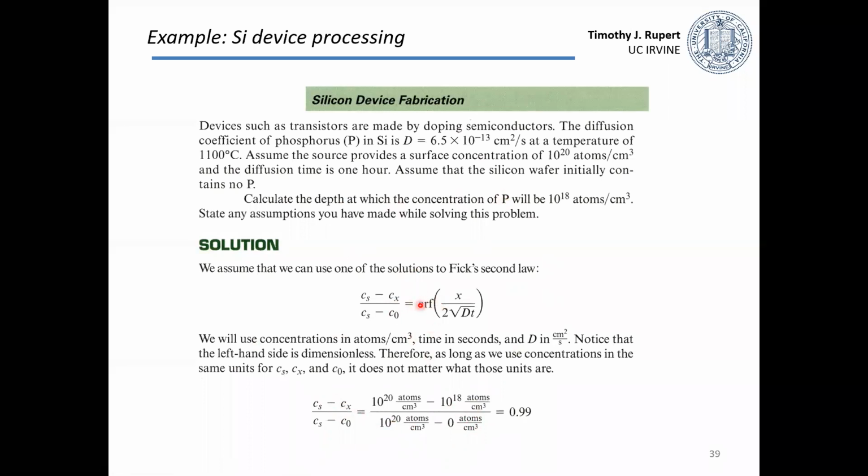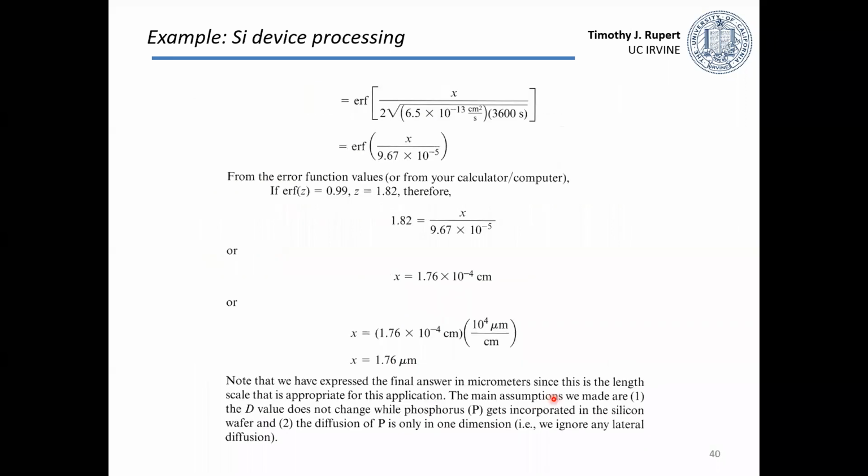In this example, they did something weird. It's usually 1 minus error function, and the Cx and the C naught are on the other side, but they just manipulated that 1 minus around. They just switched the side of the equation. Anyways, when I plug this in for the left side, what I'm going to get is that Cs minus Cx divided by Cs minus C naught is going to be 0.99. I can set that equal to that error function of x divided by those parameters that I have, right?